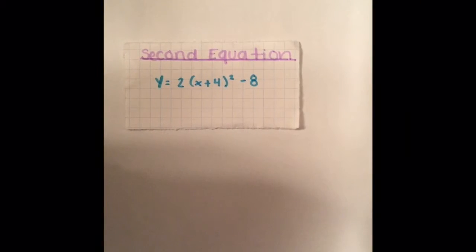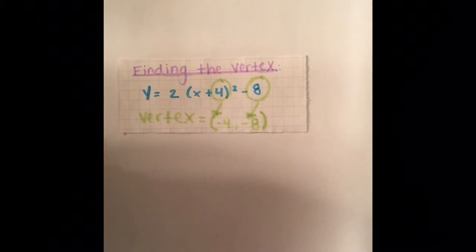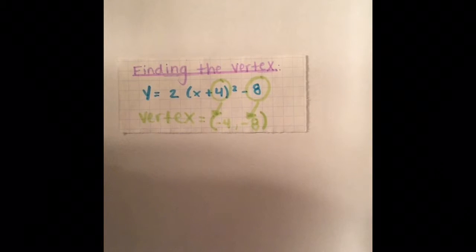The second equation is y equals 2(x plus 4) squared minus 8. The vertex of this equation is (negative 4, negative 8) with a vertical stretch of 2. The reason that h is negative in this equation is because vertex form is y equals (x minus h) squared plus k, and in our second equation, 4 is being added to x rather than subtracted, and this is because a negative and a negative equals a positive.